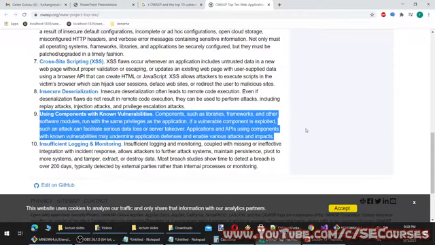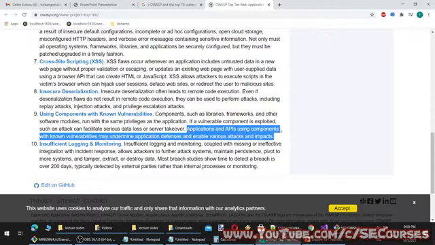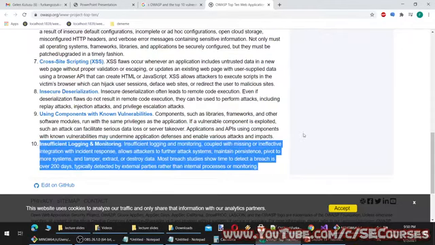Using components with known vulnerabilities. Components, such as libraries, frameworks, and other software modules, run with the same privileges as the application. If a vulnerable component is exploited, such an attack can facilitate serious data loss or server takeover. Applications and APIs using components with known vulnerabilities may undermine application defenses and enable various attacks and impacts.